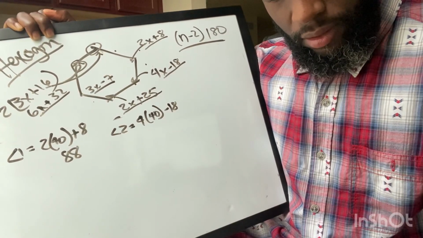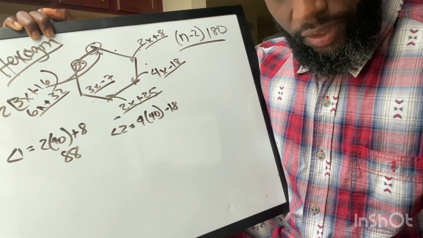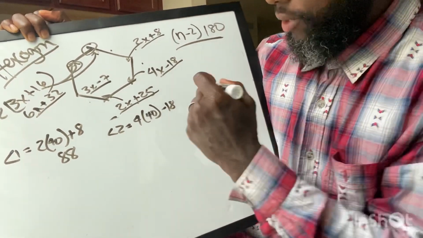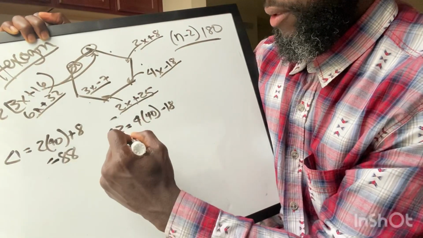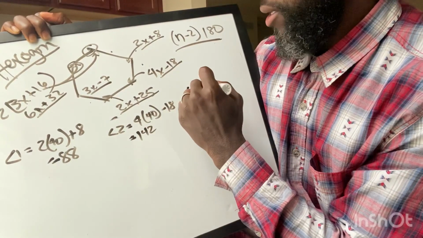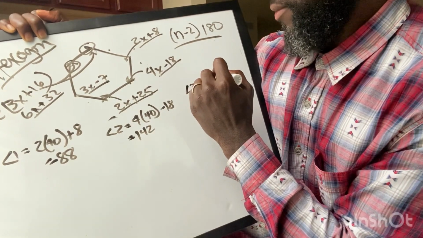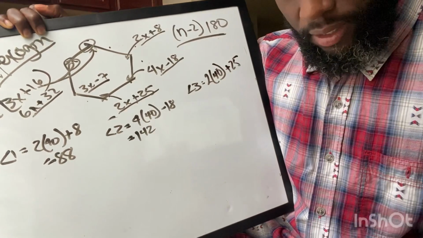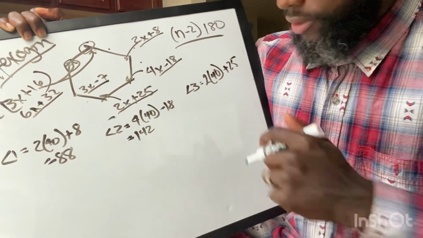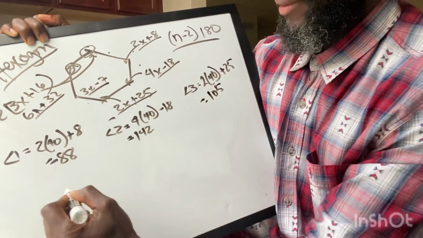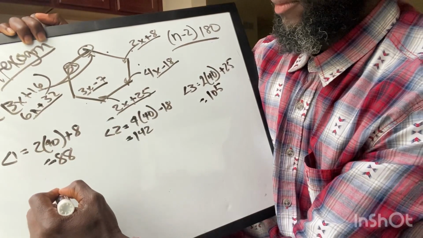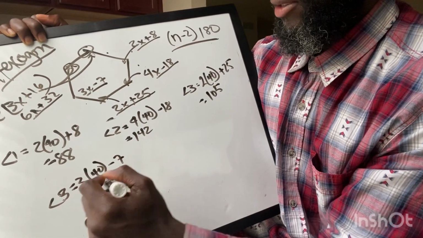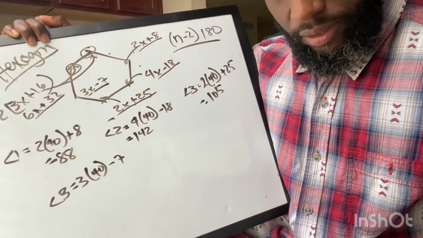4 times 40 minus 18 is 142 degrees. Angle 3, you have 2 times 40 plus 25. So that's 80 plus 25, which gives you 105. The next angle is 3 times 40 minus 7. So that's 120 minus 7, which is 113.